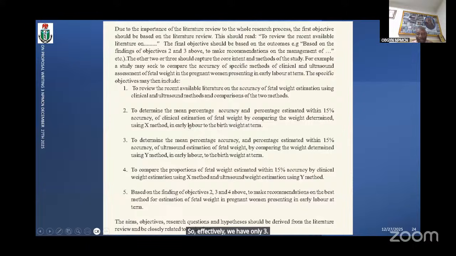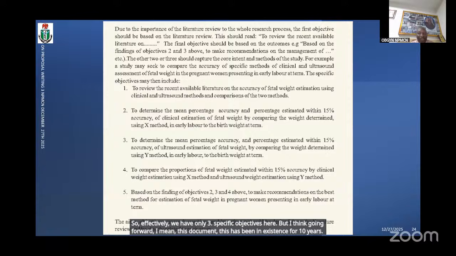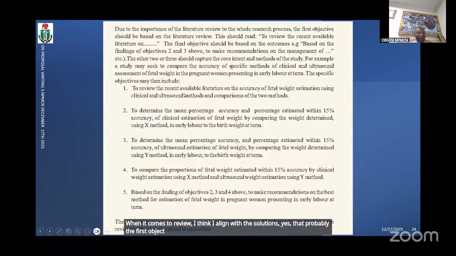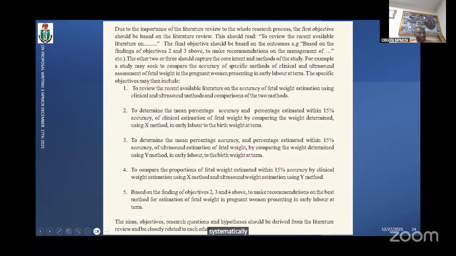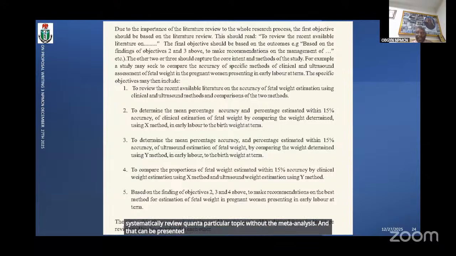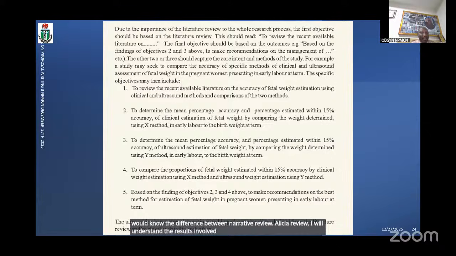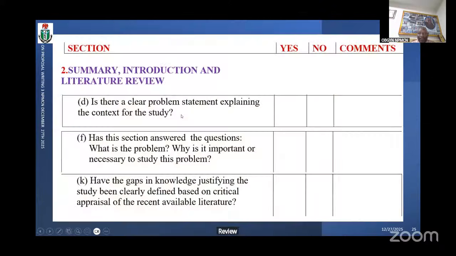specific objectives here. But I think going forward, I mean, this document has been in existence for 10 years. When it comes to review, I think I will align with those who suggest that probably the first objective should be a systematic review on that particular topic without the meta-analysis. And that can be presented at departmental level maybe 3 months after passing part 1. That way, the resident will know the difference between narrative review and literature review, and will understand the rigors involved in systematic reviews.